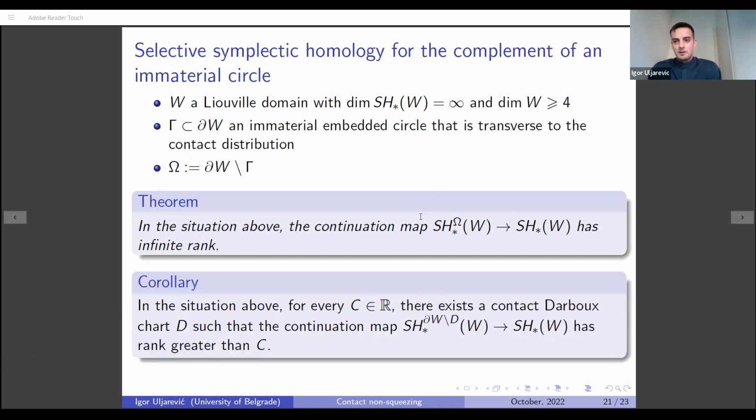Using the nice behavior of selective symplectic homology with respect to direct limits, this theorem actually implies that there exists a sufficiently small Darboux chart such that the rank of its complement is arbitrarily large. So this is going to be an example of a subset where the rank is big.